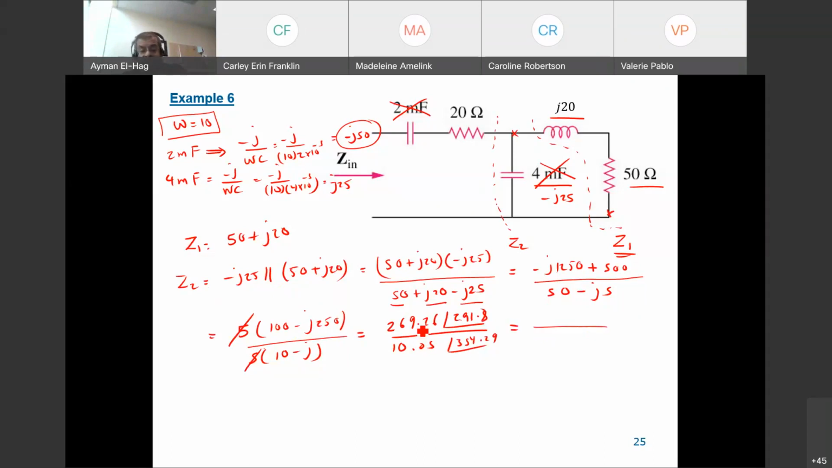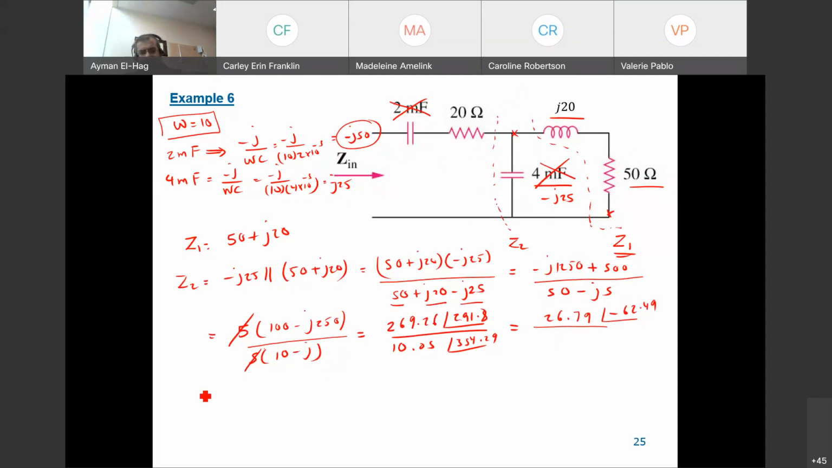So now we divide the real by the real number, so this becomes 26.79, and then you subtract the angles. So this is equal to minus 62.49, from 291.8 minus 354.29. When you subtract them, you get this number. Now what we have here, the inductor and the resistance in series, with the capacitor in parallel, has this value. Everything here, which is Z2 now, is in series with this branch.